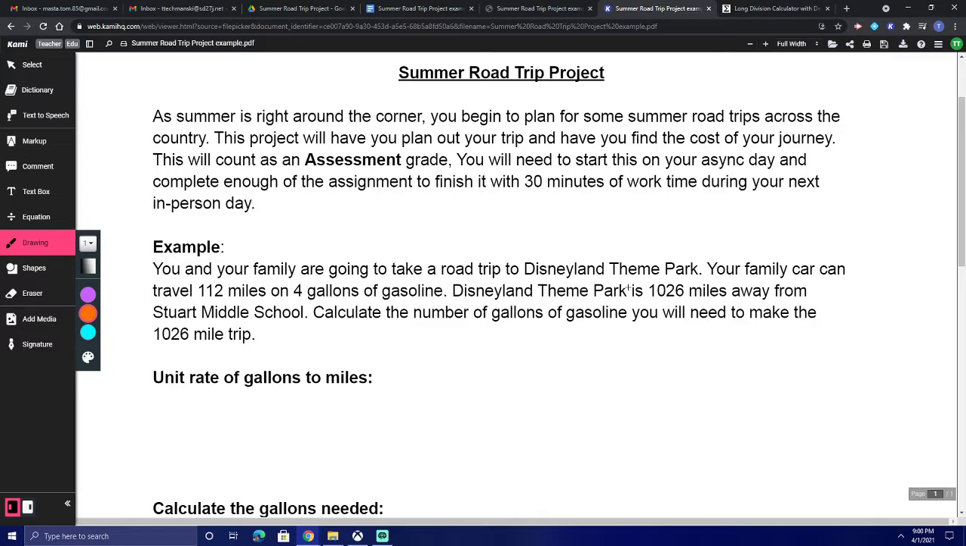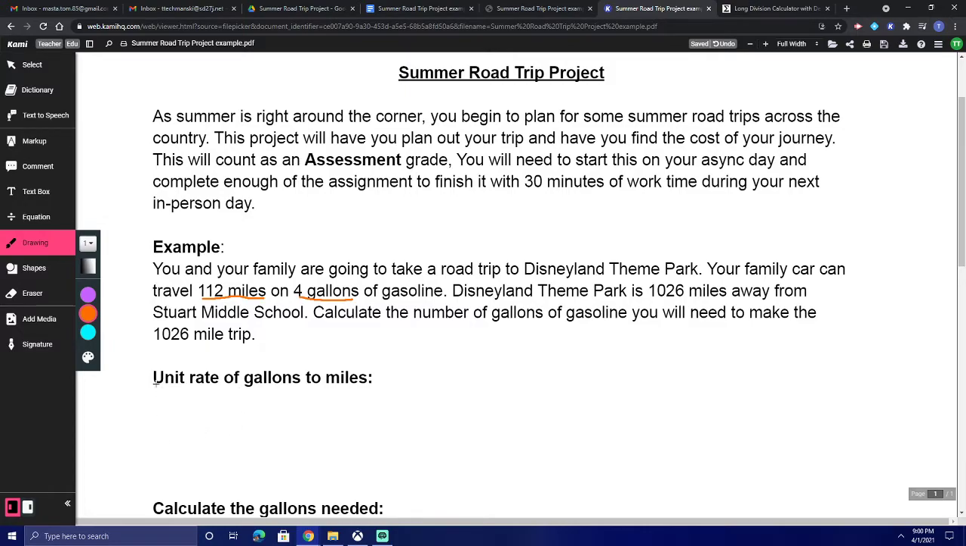For our first problem, you and your family are going to take a road trip to Disneyland theme park. Your family car can travel 112 miles on 4 gallons of gasoline. Disneyland theme park is 1,026 miles away from Stewart Middle School. Calculate the number of gallons of gasoline you will need to make the 1,026-mile trip.